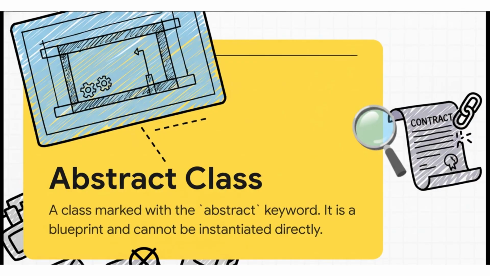So, what is it technically speaking? It's a special class, you mark it with the abstract keyword, and it acts as a blueprint. But here's the golden rule, the most important part. You can't create an object directly from it. You can't just type new animal. Nope. It has to be inherited by a more specific, concrete class first.